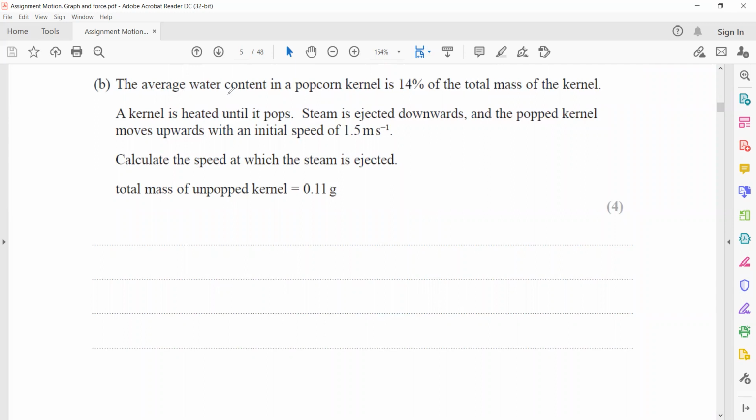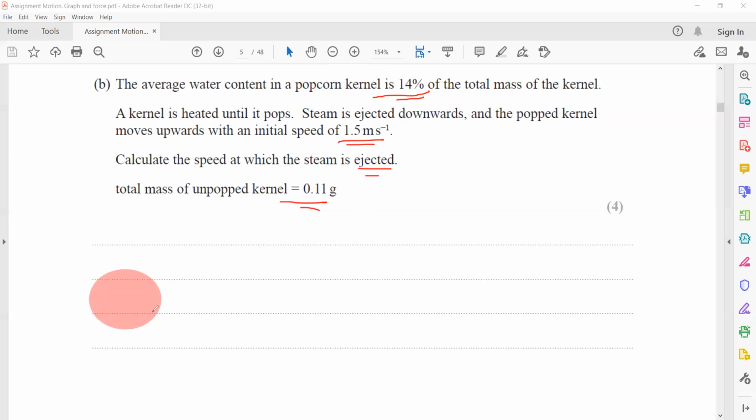Then the average water content in a popcorn kernel is 14% of the total mass. A kernel is heated until it pops. Steam is ejected downward and the popcorn kernel moves upward with an initial speed of 1.5. Calculate the speed at which the steam is ejected. The total mass of the popcorn kernel is 0.11 grams. So basically what happened here, you will use conservation of momentum, that the total momentum before collision equals total momentum after collision.